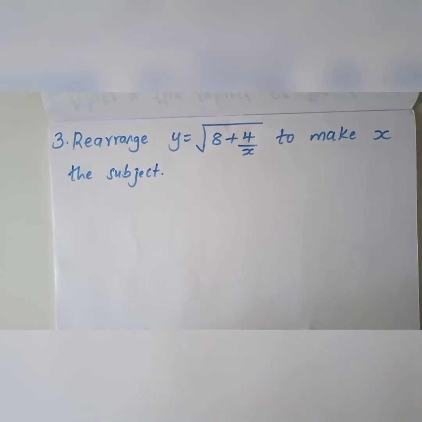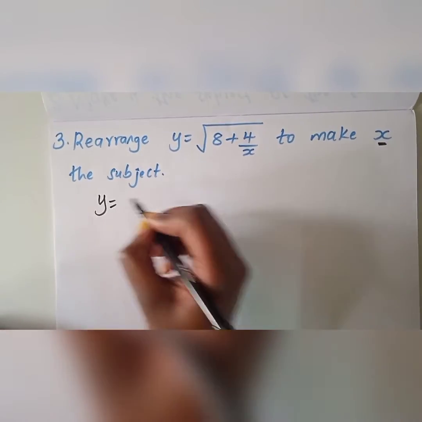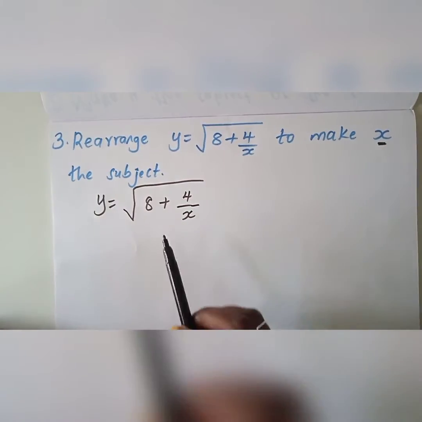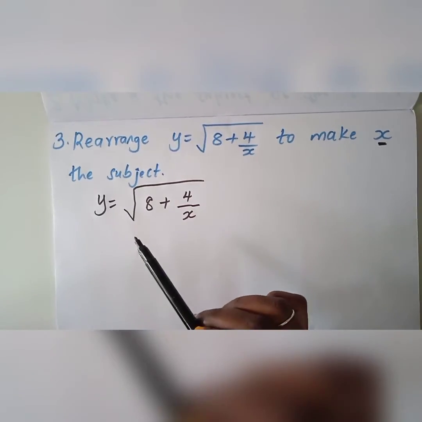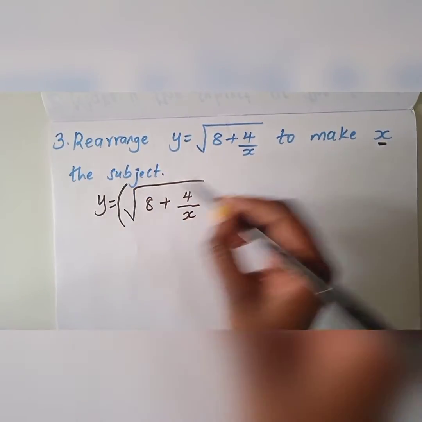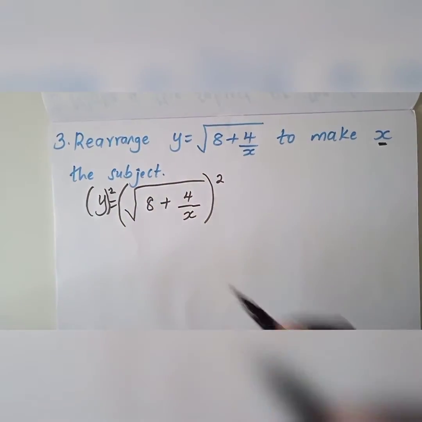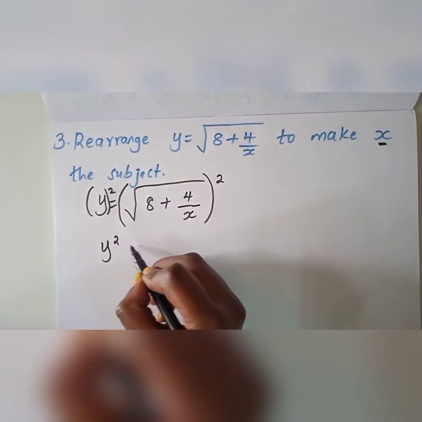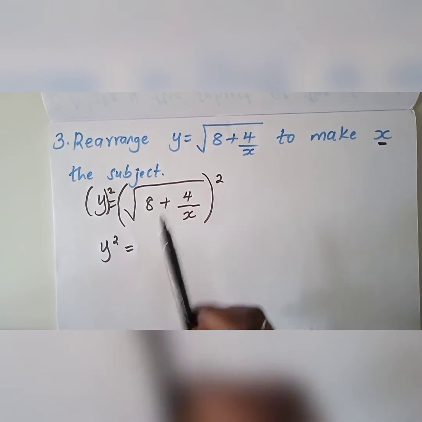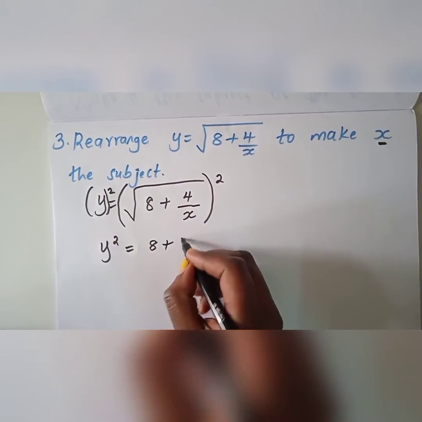And finally, we want to make x the subject. Okay, so we have y equals to square root of 8 plus 4 over x. So x is over here, but it's under the square root sign. So to get rid of the square root sign, we're going to do the opposite, which is squared on both sides. Now on this side we have y squared equals to, so when you have a squared and a square root, it will cancel. This square root sign will be cancelled by the squared. So everything will remain the way it is inside the bracket.